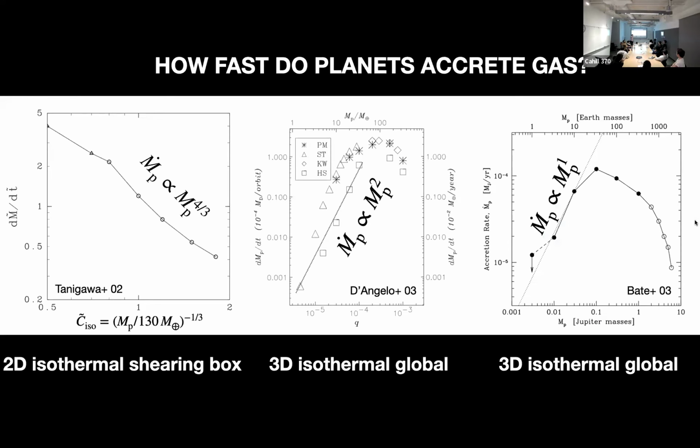So here's a compilation of some studies. These are planet disk simulations that have tried to fill in this exact same plot, m dot versus m. And you can see there isn't really any consensus in anything, let alone even in the scaling. So this is the question I'm going to try and revisit today.